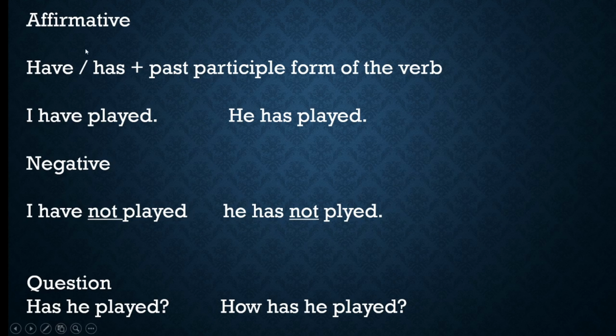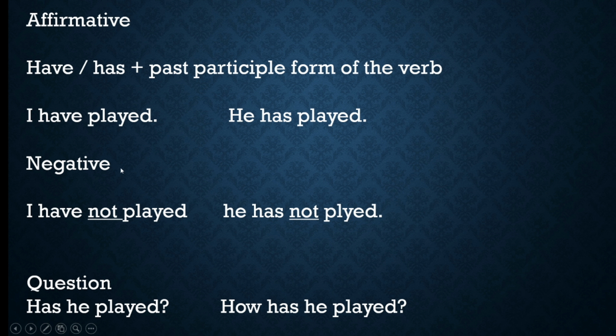Look here, affirmative, that is positive sentence. Have or has plus past participle form of the verb. I have played. Played is the past participle form of the verb. For I, have will come. For he, she, it, has will come. So he has played. This is positive. I have played. You have played. We have played. They have played. For he, she, it, what should you write? Has. She has played. It has played.